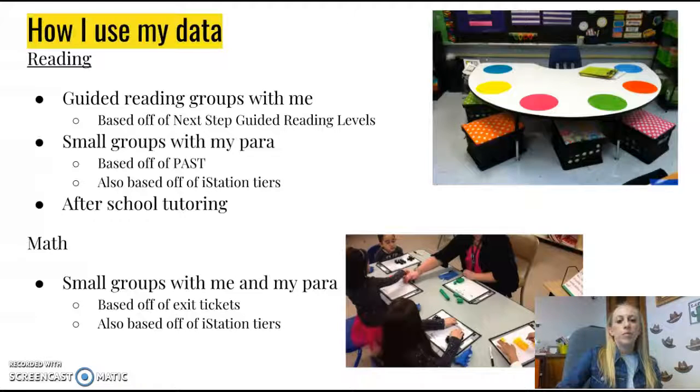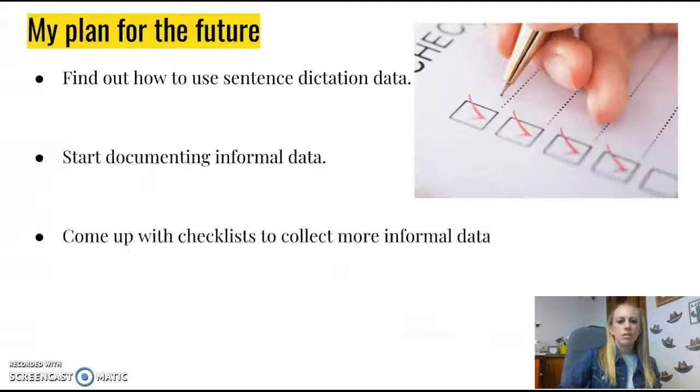I also group for my para with small groups based off of their PAST on what they need to work on and based off of iStation tiers. We also use this data to pick after school tutoring groups. For math, I base my small groups off of their exit tickets that they do every couple of lessons for math, and also off of their iStation tiers.